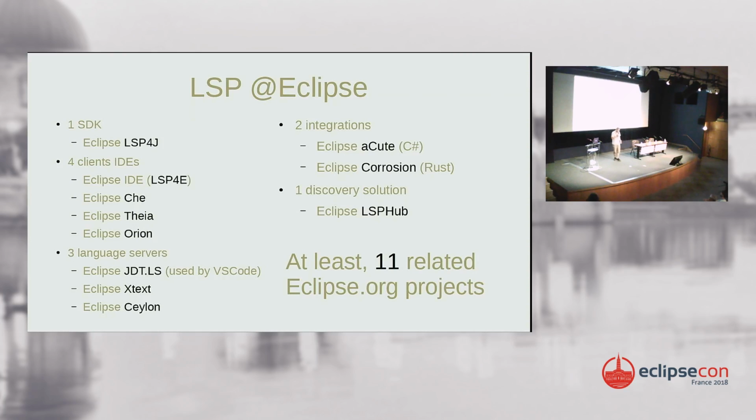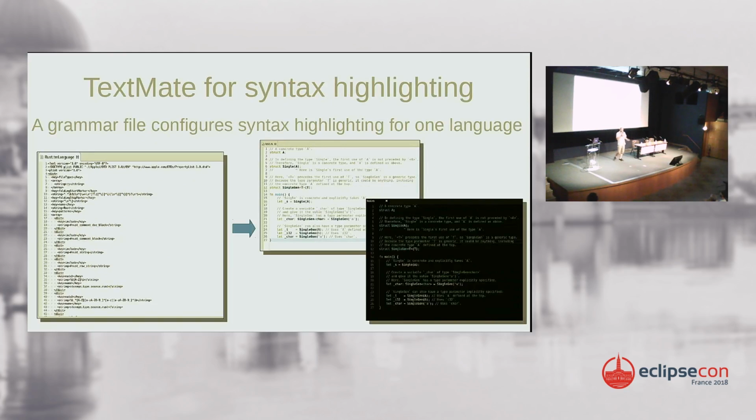This is a very interesting protocol that obviously became successful in the Eclipse community. So 11 Eclipse.org projects are related to language server protocol, providing either an SDK or an integration or a discovery or an IDE. But unfortunately, language server protocol is not enough because it doesn't cover syntax highlighting, and you need extra stuff for that, and that's what TextMate files are for.